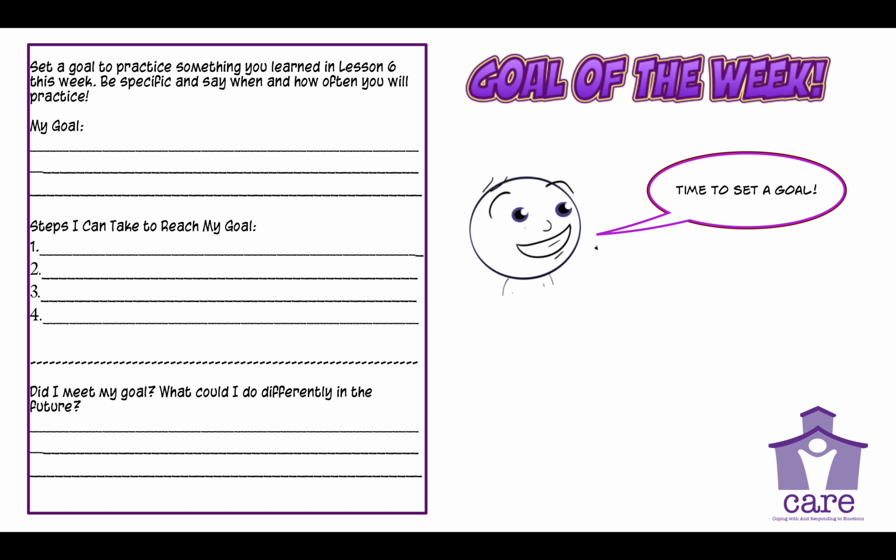Next, we have our goal of the week, and so this is when we're going to set our goal to practice something we've learned in Lesson 6. For this week, one of those goals for the student may be that they just engage in their pleasant activity every day. And then steps they can take to reach those goals might be they're going to follow their activity plan. They're going to make sure that they're watching the clock. They're going to make sure that they remember what activity that they're going to use. Those are all steps that they can take to reach that goal. And then just as a reminder, this will be filled out next week, that bottom part.